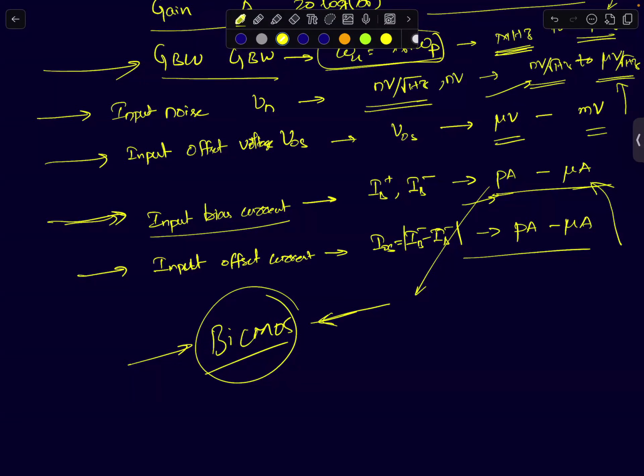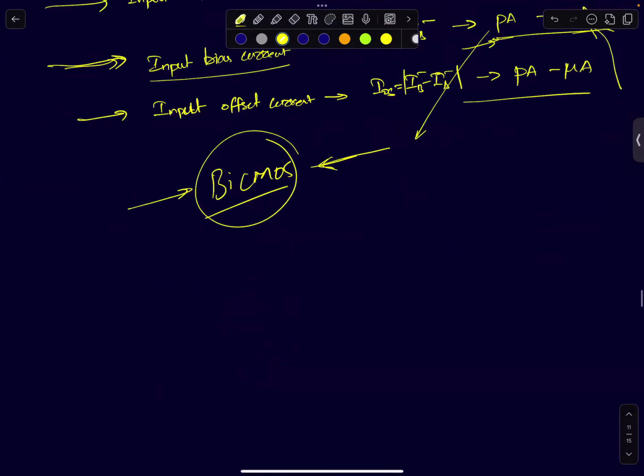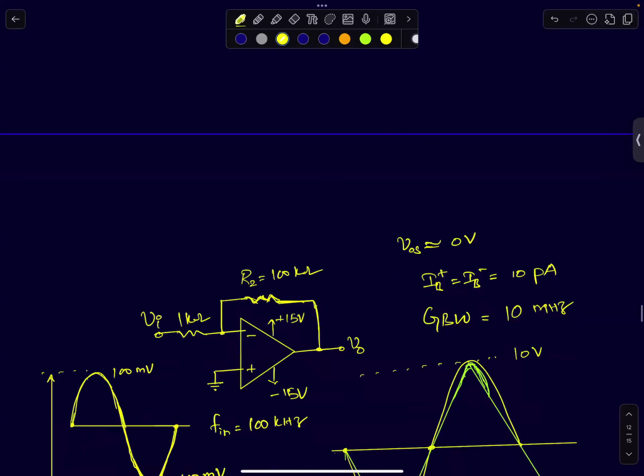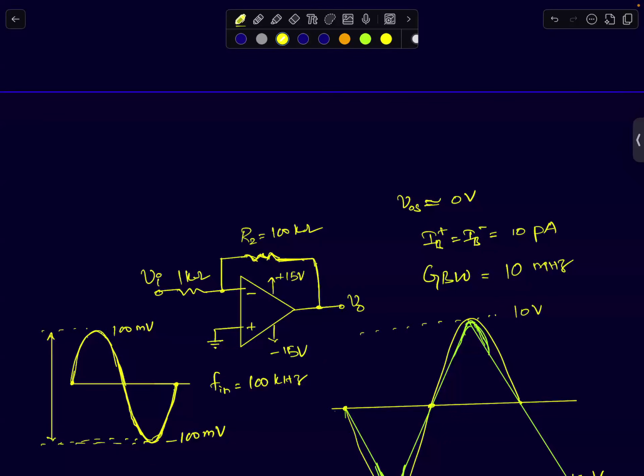That's it. So now we have discussed a range of parameters. We have a few more parameters to discuss, and I'll discuss them in the next half of this lecture.